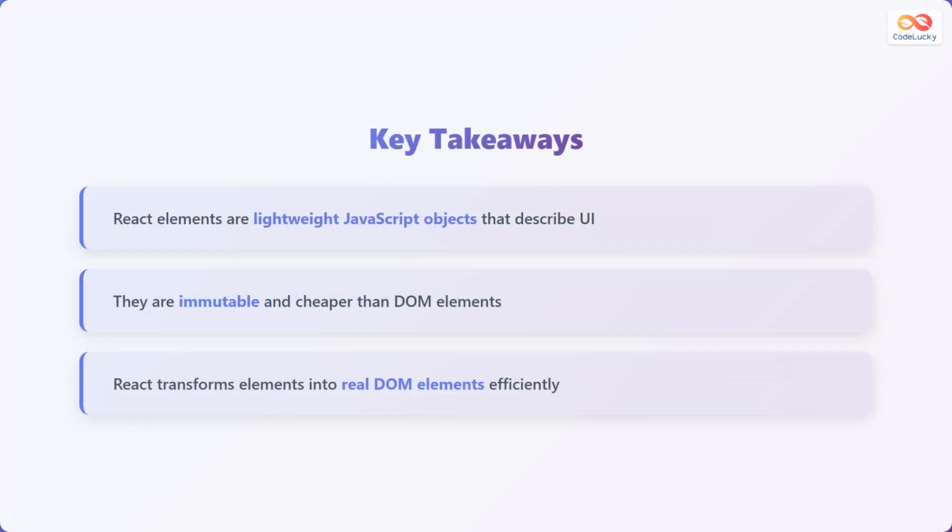Let's recap the key takeaways from this video. React elements are lightweight JavaScript objects that describe user interface elements. They are immutable and cheaper to manipulate than document object model elements. And React transforms these elements into real document object model elements efficiently, allowing you to build dynamic and interactive user interfaces.